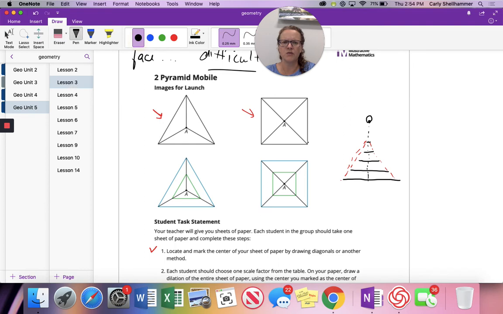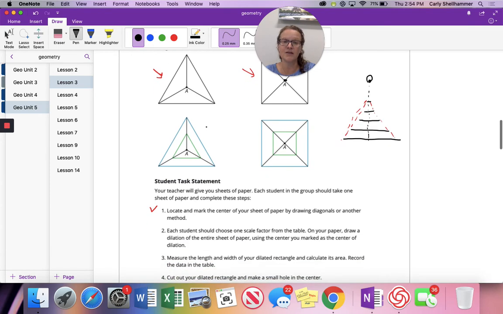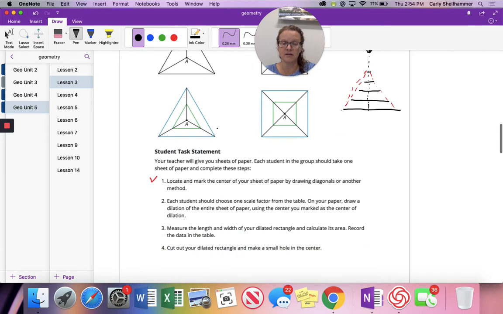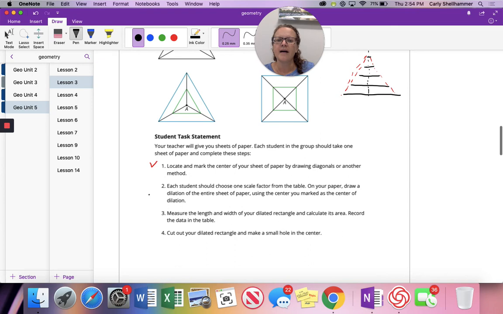Okay, so we found the true center by drawing diagonals. On the triangle, it's not quite as easy. We have methods for finding the center of a triangle, which we talked about during the triangle unit. Then each student should choose one scale factor from the table.